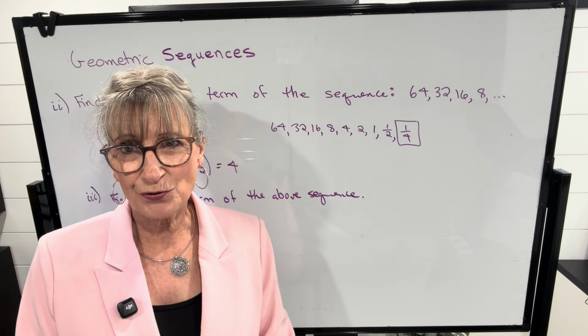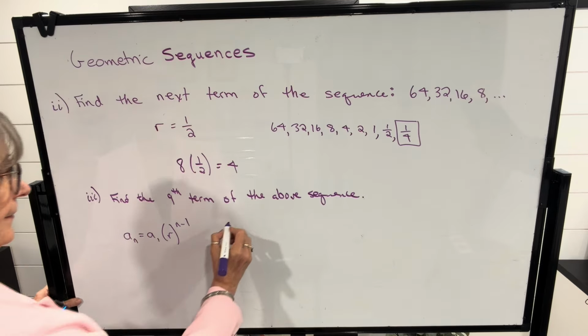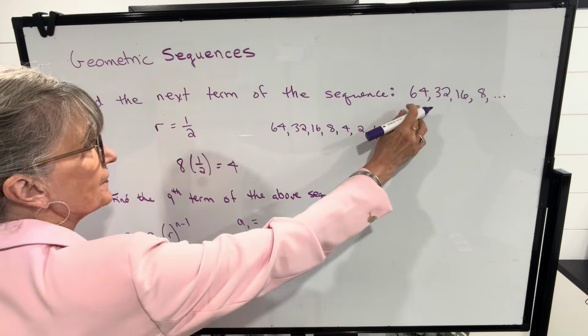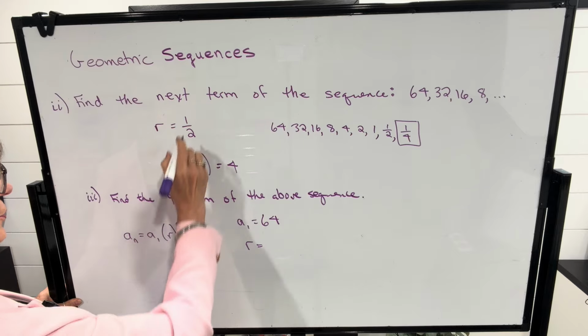The other option is to use the formula, so let's try that. Let's identify all of these values. Our first term has a value of 64. Common ratio is 1/2.